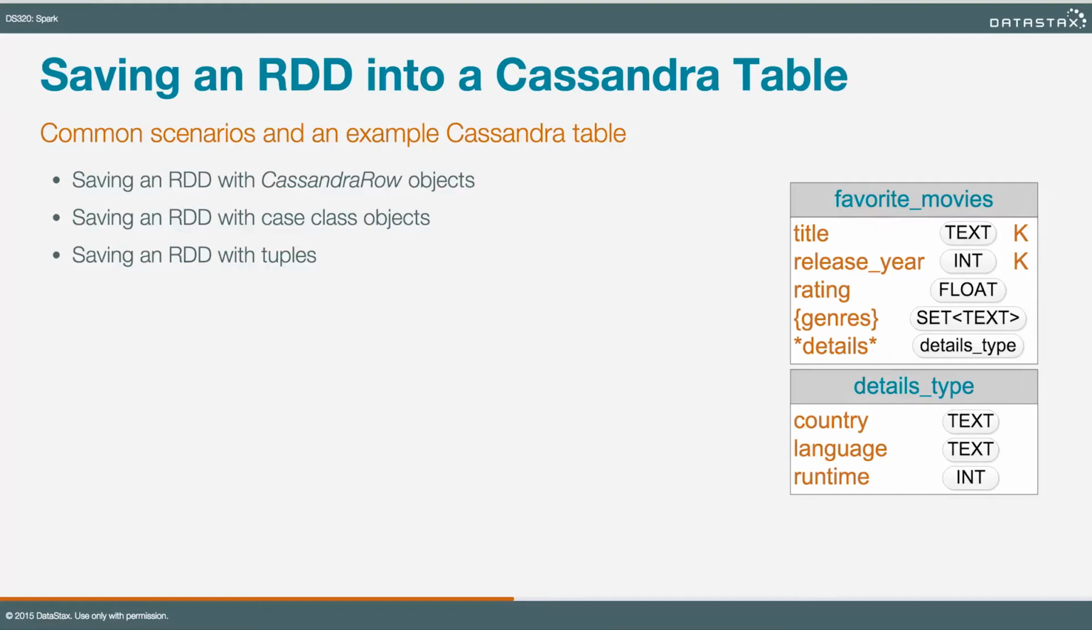And as we persist this data, we're going to be using a new table called favorite_movies. Take a look at that schema. We've got a title and a release year, and those two participate in the primary key. There's a rating, there's a set of genres, which are strings, and there's a user-defined type called details. Details has country, language, and runtime in it. So we're adding a little bit of extra flair here in the schema, but this will help keep the examples interesting as we go forward.